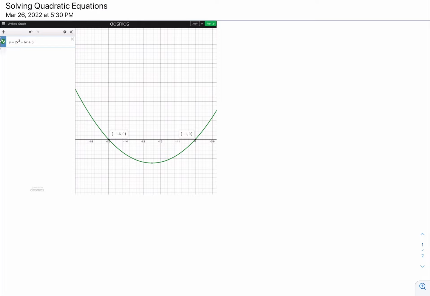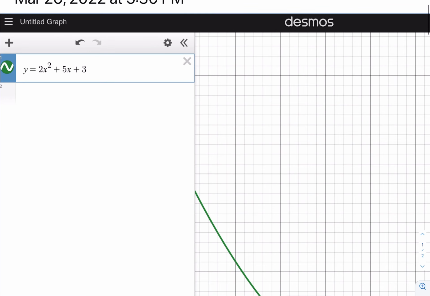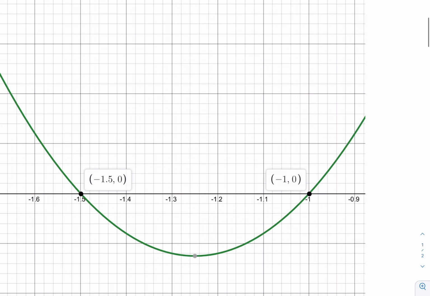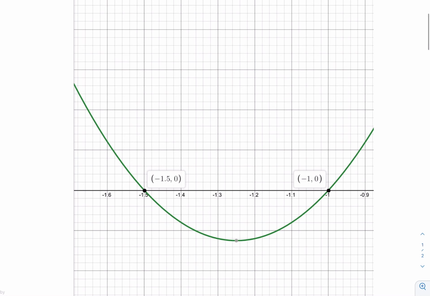So anytime we solve a quadratic equation, all that means is we're given some equation, and in this case, I chose the equation y equals 2x squared plus 5x plus 3, and we're trying to find where the graph of this function intercepts the x-axis. Okay, so if this is our function here, and this is the x-axis right there, we're trying to find which points the function crosses through the x-axis.